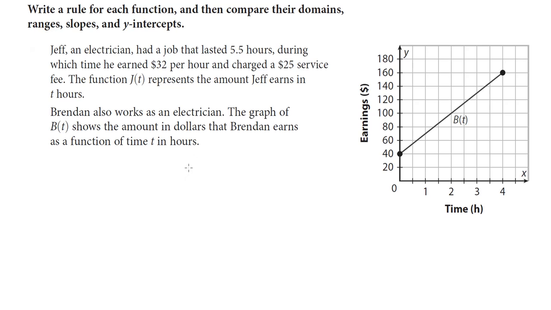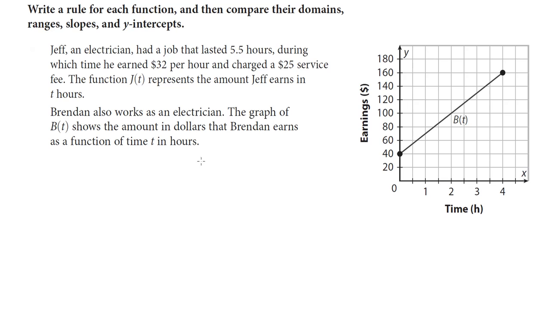All right, one more example here. It says write a rule for each function and then compare their domains, ranges, slopes, and y-intercepts. So it says here, Jeff, an electrician, had a job that lasted 5.5 hours, during which time he earned $32 per hour and charged a $25 service fee. The function J of t represents the amount Jeff earns in t hours.